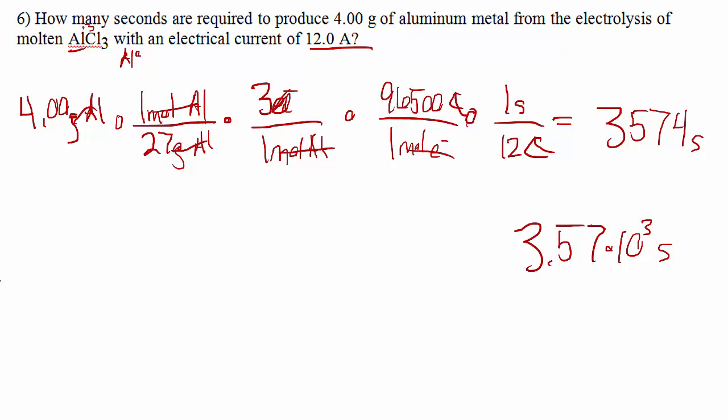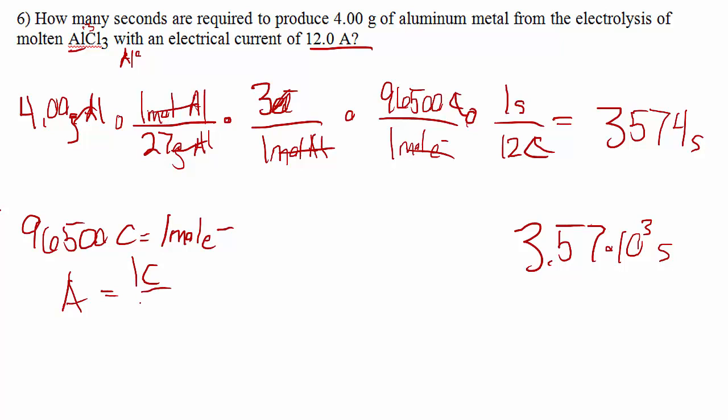So important conversion factors. We got 96500 coulombs equals 1 mole of electrons. That's an important one. And an amp is 1 coulomb per 1 second. That's an amp.